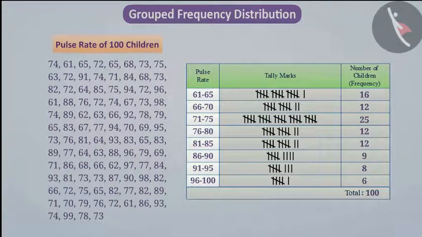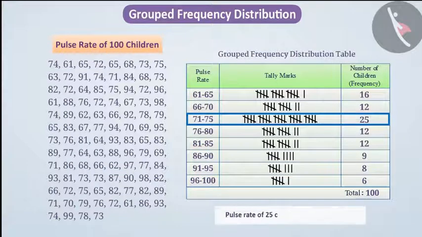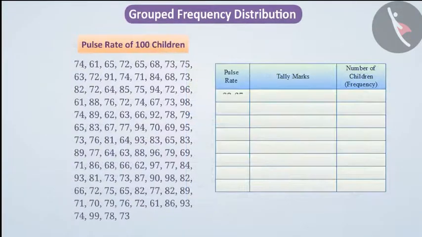This type of table in which the data is grouped or organized by grouping is called a grouped frequency distribution table. Now, we can get information from this table more easily, like the pulse rate of 25 children is between 71 to 75. We can also form groups of 60 to 65, 65 to 70, 70 to 75, etc. To organize the given data, let's organize the data into these groups.